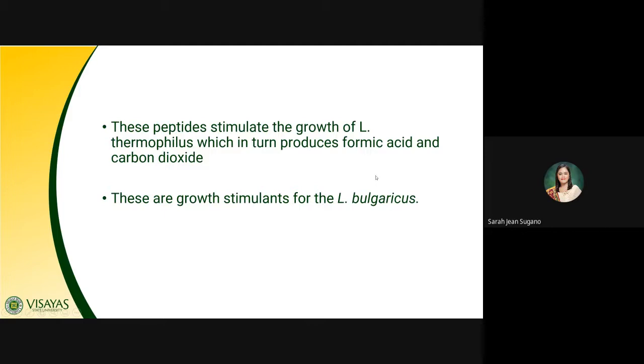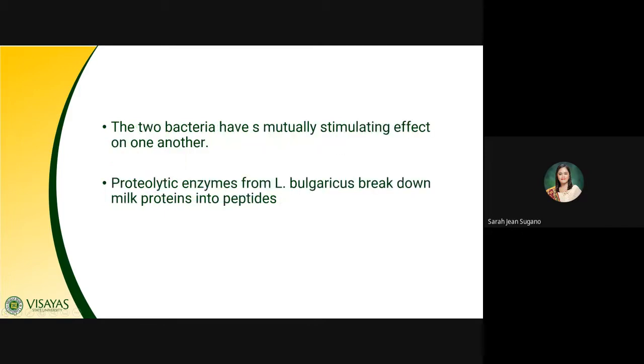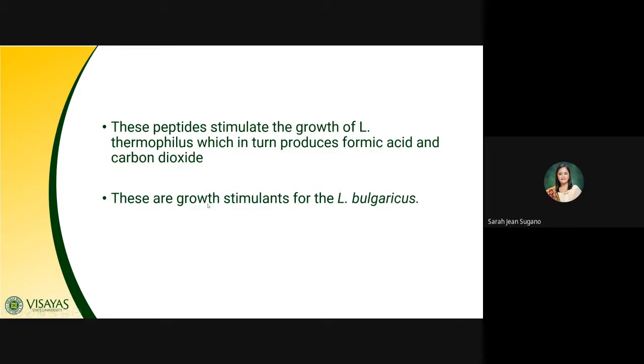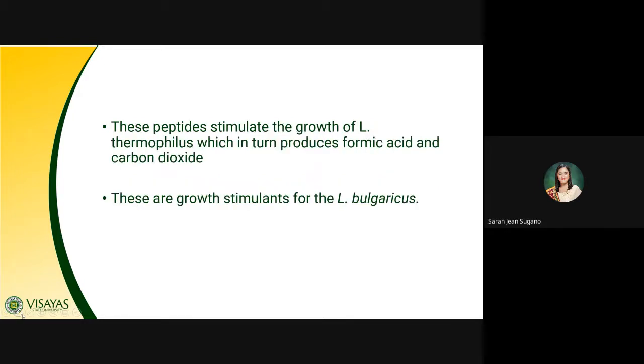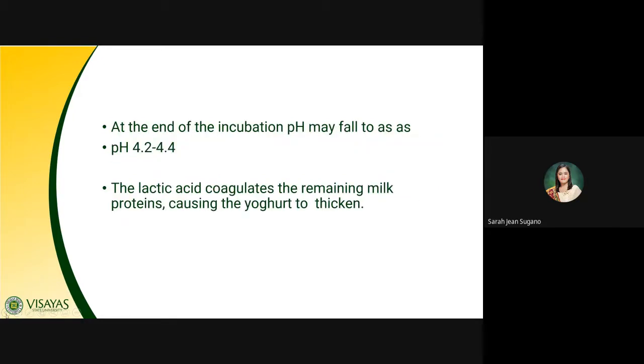The Lactobacillus bulgaricus will feed the Lactococcus thermophilus, which then produces formic acid and carbon dioxide. And then the Lactococcus thermophilus will also benefit the Lactobacillus bulgaricus, because it needs the formic acid and carbon dioxide for its growth. So that's the stimulating effect on the growth of these two bacteria. So that's how the yogurt is made.